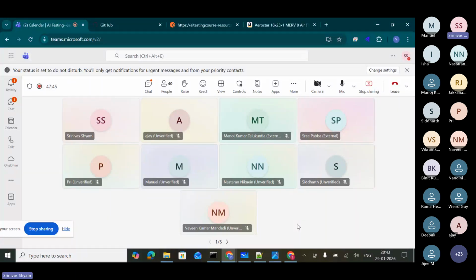Now coming back to our topic. So now we saw various different types of testing.